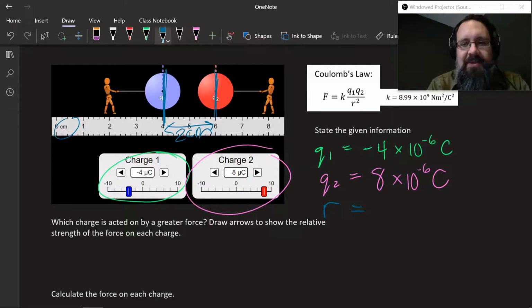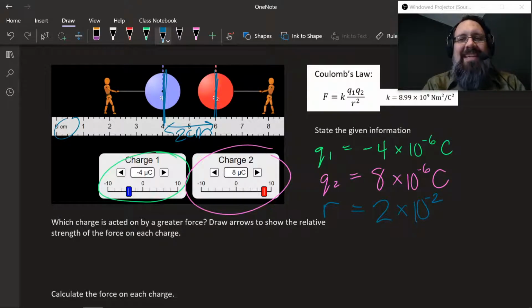So we have to express this correctly. It's 2 times 10, and then centimeter is negative, does anyone know? It's -2. Right, so you can think of a cent. There's 10 to the 2 cents in a dollar. So 1 cent is 10 to the -2. That's centimeters.